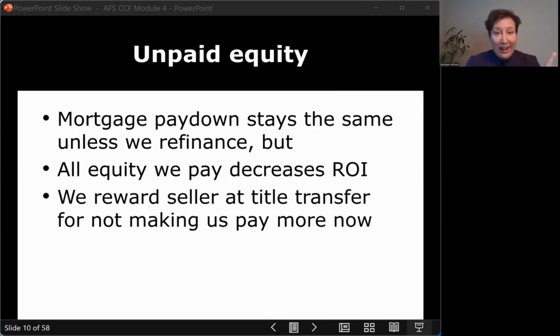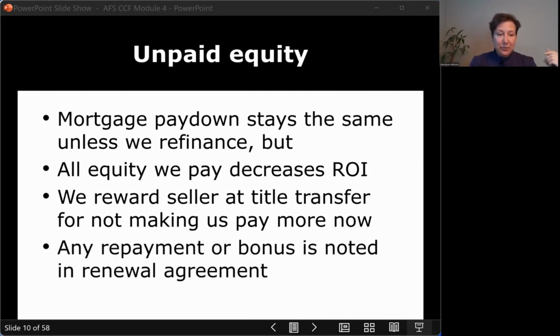And that's why we reward our sellers at title transfer for leaving their equity in the property and not expecting a payout until title transfers. Then we give them that bonus as a reward for them to leave their money in. And of course, any repayment of that cash portion or any bonus that we're paying is noted in the renewal agreement.